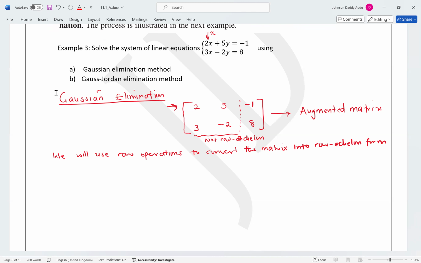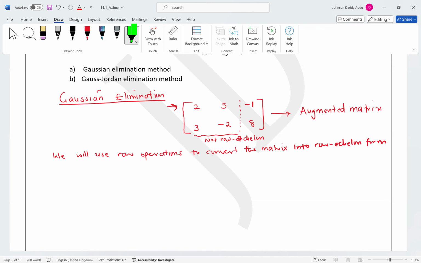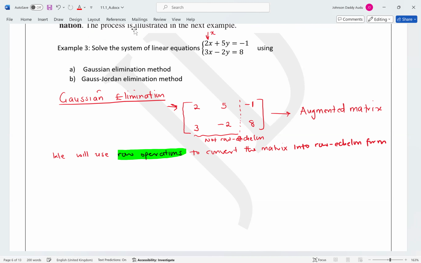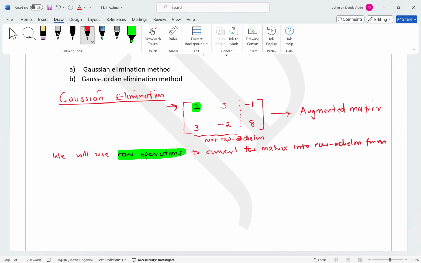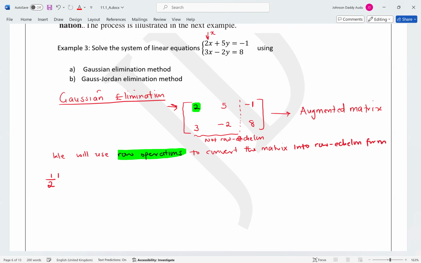So what are we going to do? We're going to use these row operations. And how many types of row operations do we have? Only 3. You cannot use more than that. Now, the first goal is that this entry must go to 1. To achieve that, we can just use one of the row operations, because you can always multiply any row by a non-zero constant.